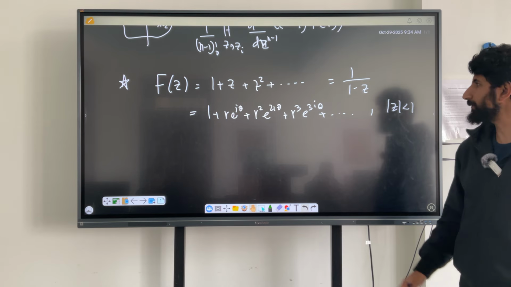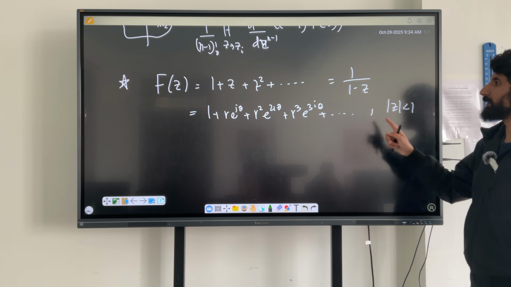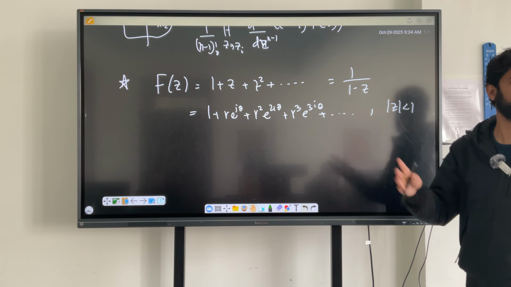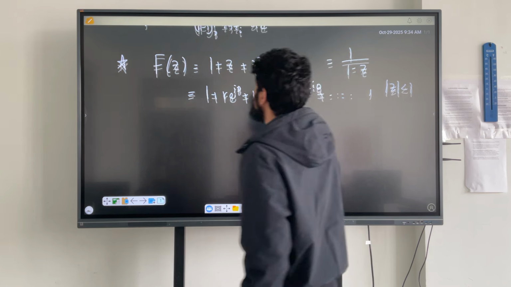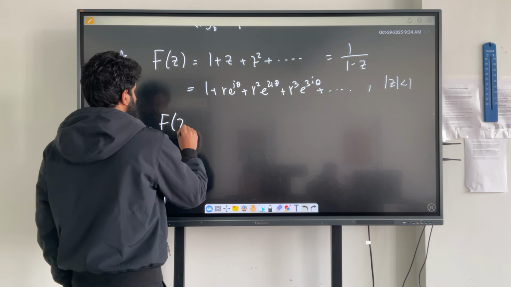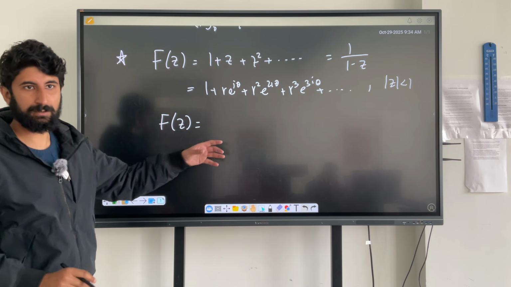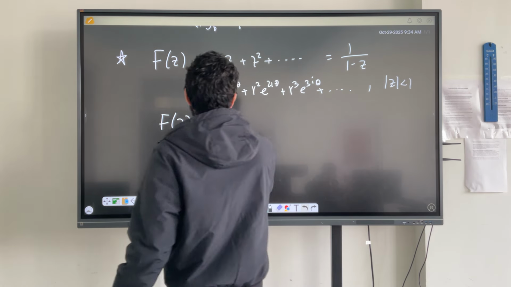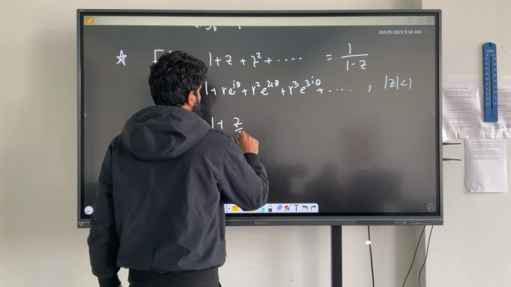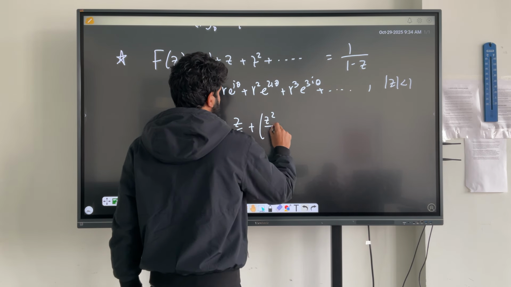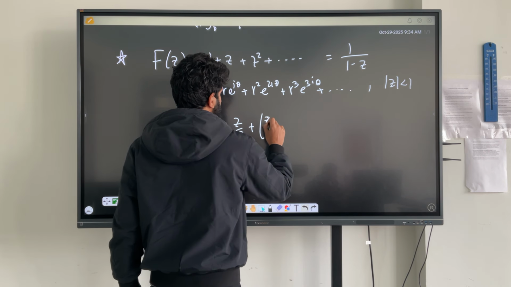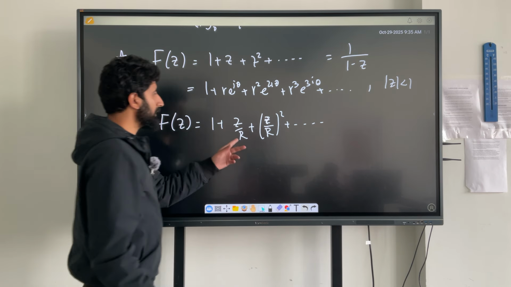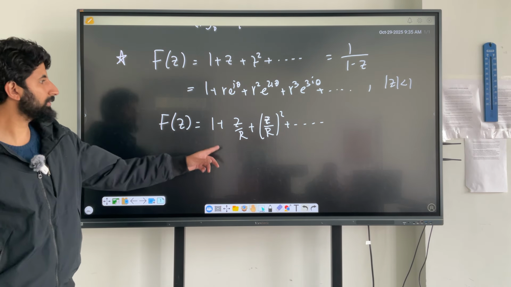And in fact, I can write a series where mod z is less than some, let's say, capital R. For example, let me write f of z. We'll discuss this in general, but first let's get this intuitive feel of what is happening. So 1 plus z by R plus (z by R) whole square plus so on. When do you think this will converge? When do you think this will give you finite answers?